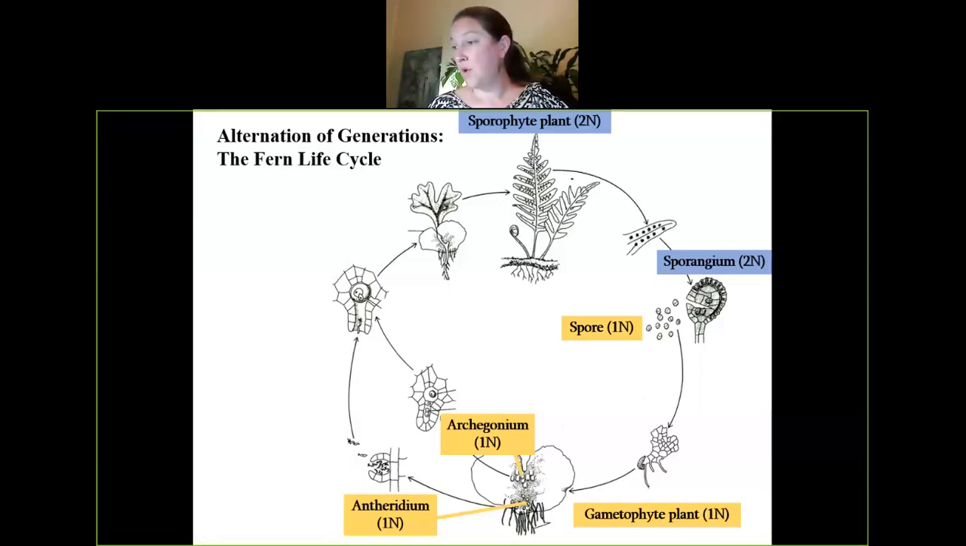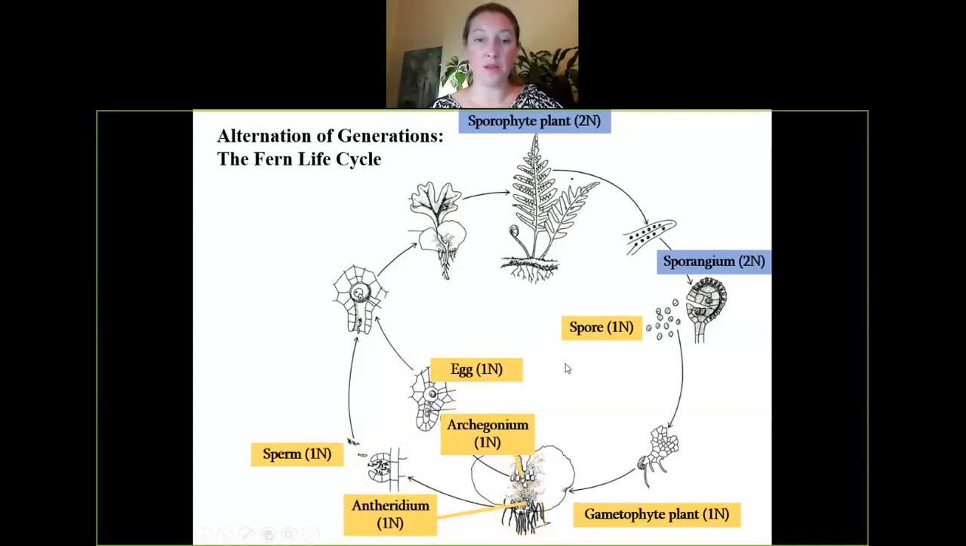So let's look at one. So this is a group of archegonia. Down here is a group of antheridia. Here is one archegonium. Remember, singular. Here is one antheridium, right? Singular.